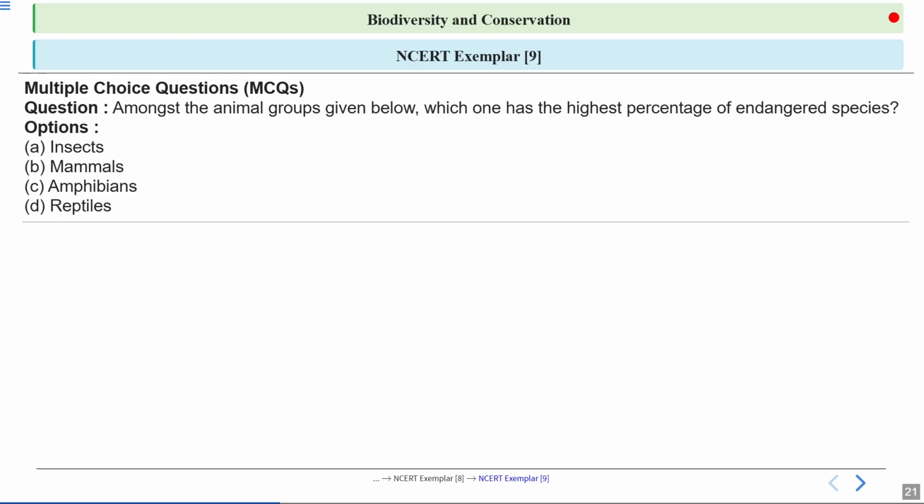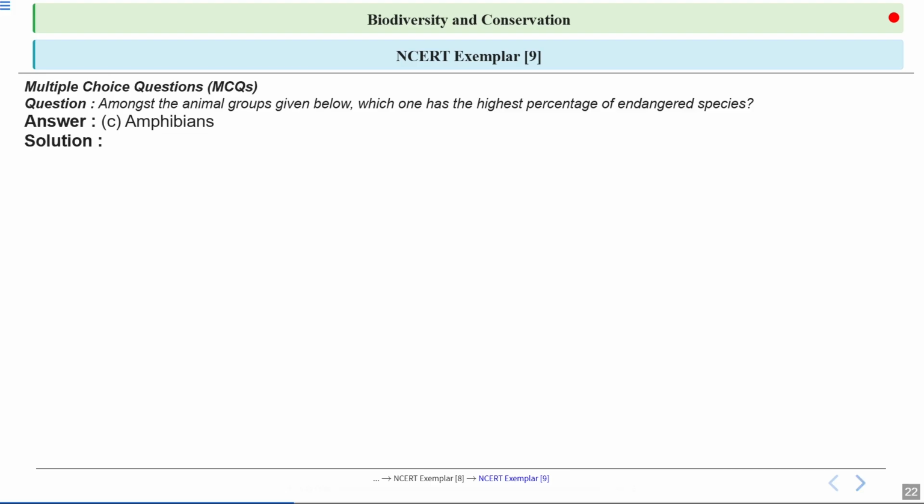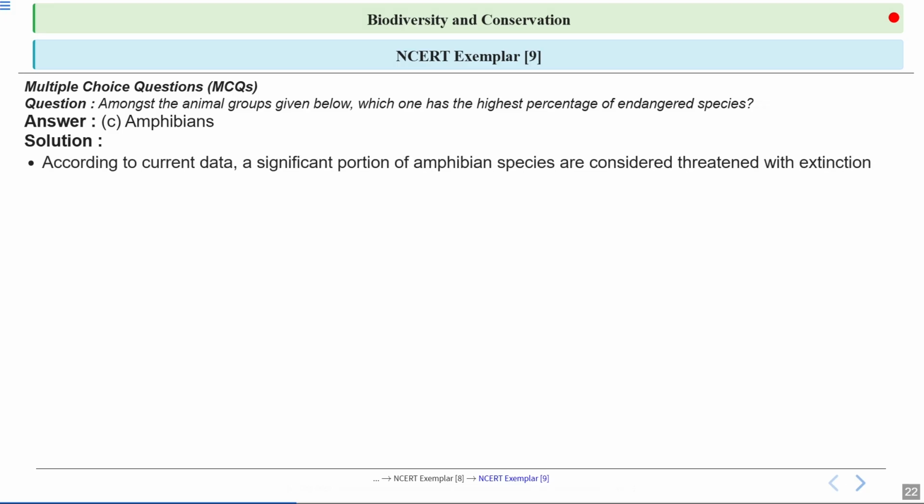Next question. Among the animal groups given below, which one has the highest percentage of endangered species? So options are insects, mammals, amphibians, and reptiles. So what will be the correct answer? The option C, amphibians, is the correct answer. Now, many amphibians like frogs and salamanders are facing a high risk of extinction today, as shown by recent studies. Now, this is mainly due to factors such as habitat loss, pollution, climate change, and diseases like the chytrid fungus. These animals are especially sensitive to environmental changes because they live in both water and land, making them vulnerable to disruptions in either habitat.